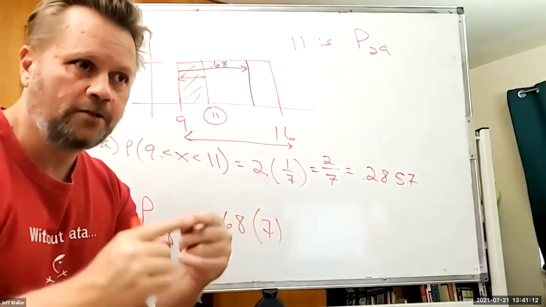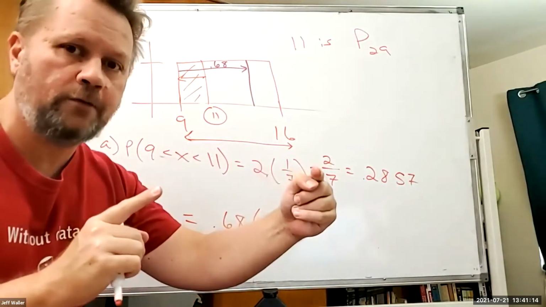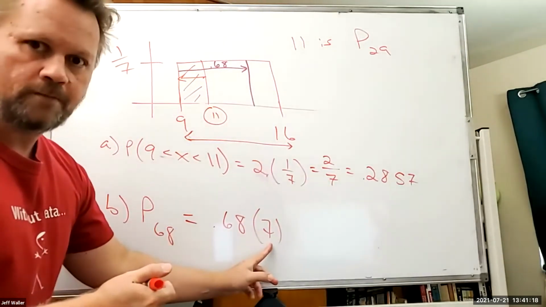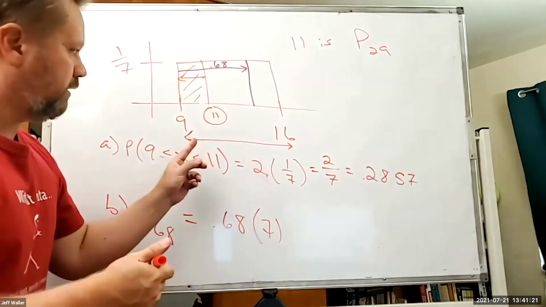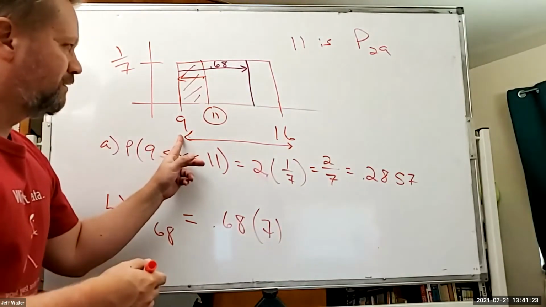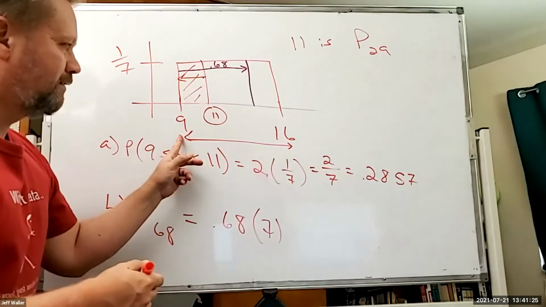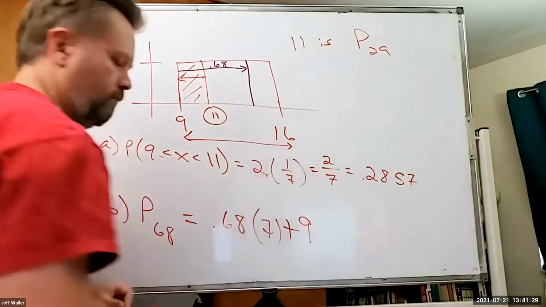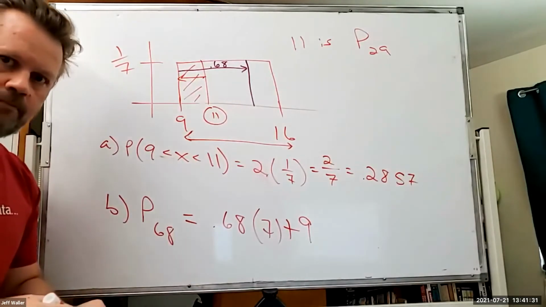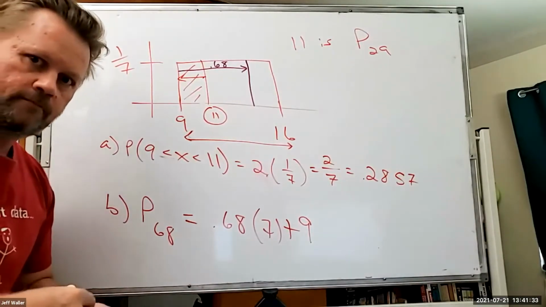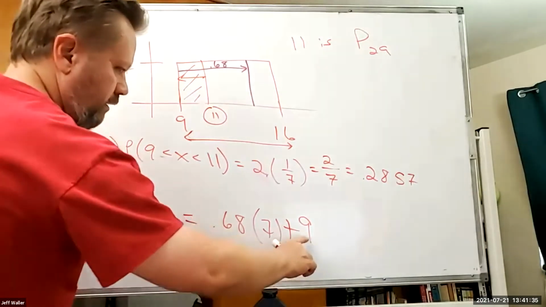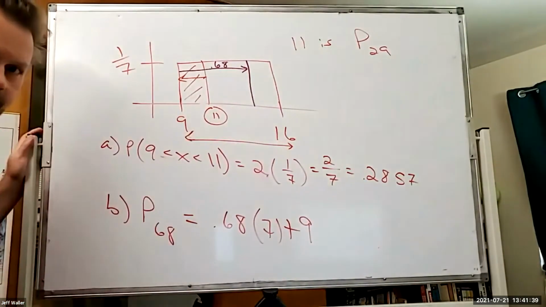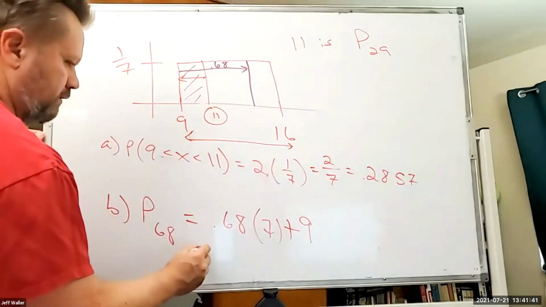Please let that make sense. The whole way would be 7. So how far if I want to go 68% of the way? Well, 68% of 7. But where did I start? 9. So start at 9 and go 68% of the way in. That'll be the 68th percentile. Let's see what we get.